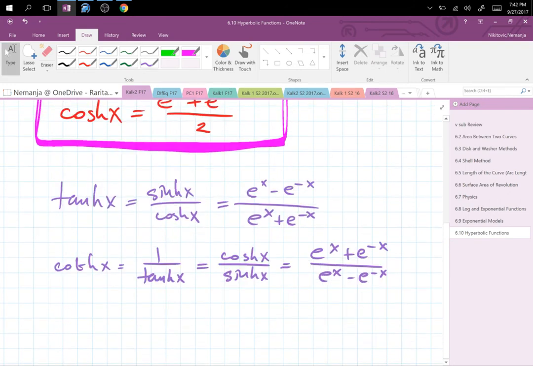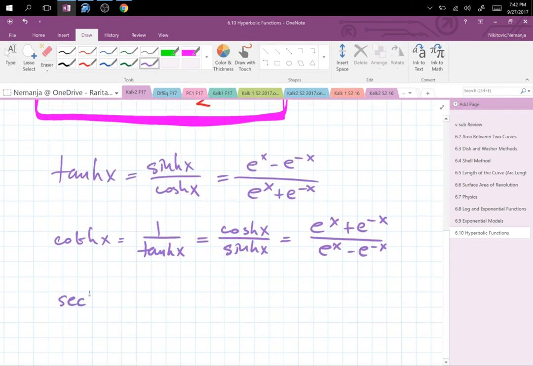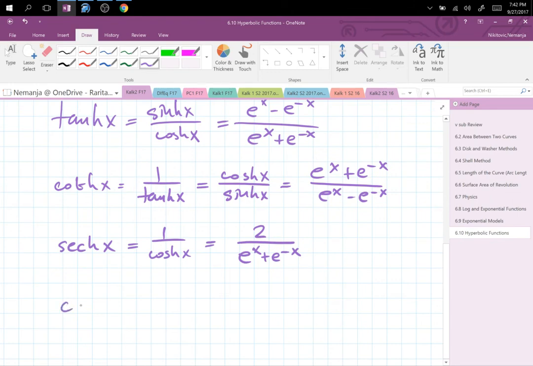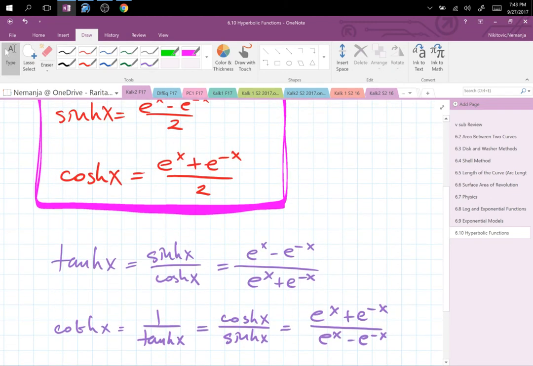And the remaining two: secant hyperbolic x is 1 over cosine hyperbolic x, which means 2 over e to the x plus e to the minus x. And finally, cosecant hyperbolic x is 1 over sine hyperbolic x, which is 2 over e to the x minus e to the minus x. So these were the definitions of all 6 hyperbolic functions.